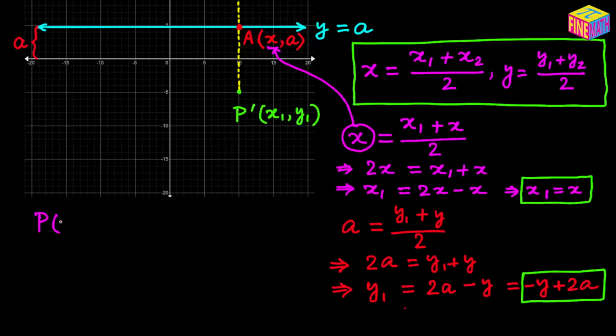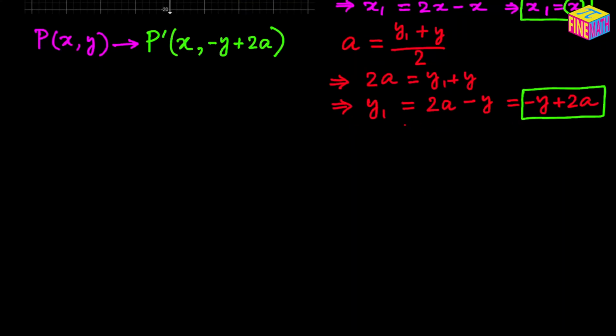The original point had the coordinates x, y, and its image, formed when we took a reflection on the line y equals a, is P prime, and its coordinates would be x, negative y plus 2a. So this is the general formula to remember: when we take the reflection of a point on a line whose equation is y equals a, the location of the image would be x, negative y plus 2 times a.